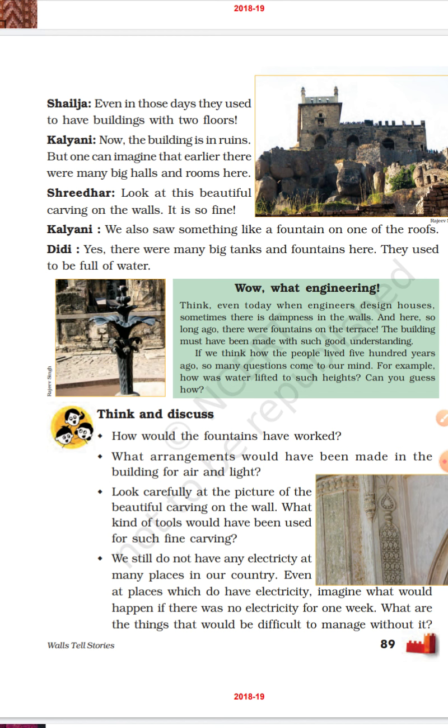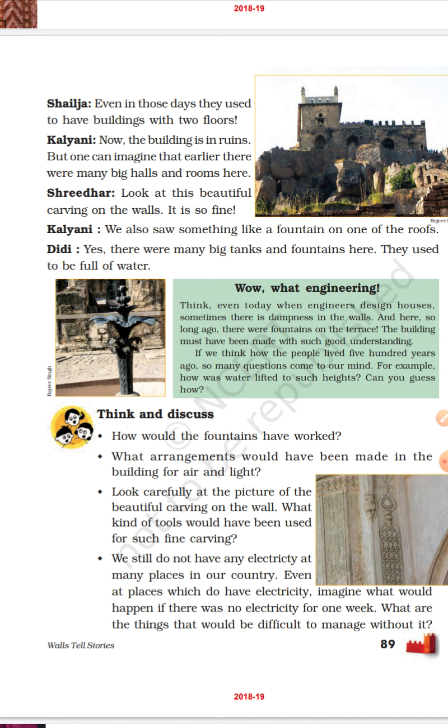Now, engineering. Okay, think, even today when engineers design houses, sometimes there is dampness in the walls. And here, so long ago, there were fountains on the terrace. The building must have been made with such good understanding. Okay, see, in those days, people didn't have electricity, right? So it would be difficult to supply water from one place to another. Why? Because to supply water we require an electric motor pump.